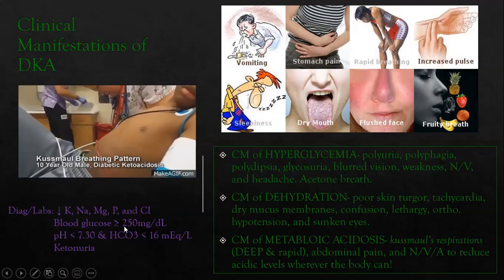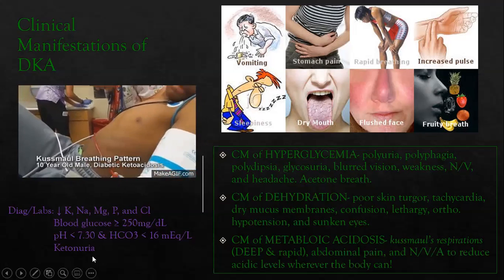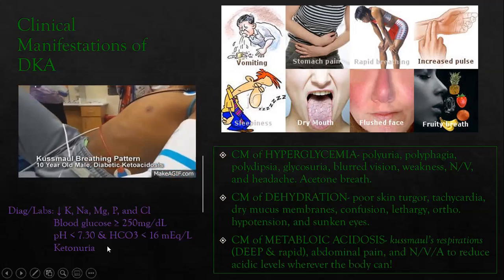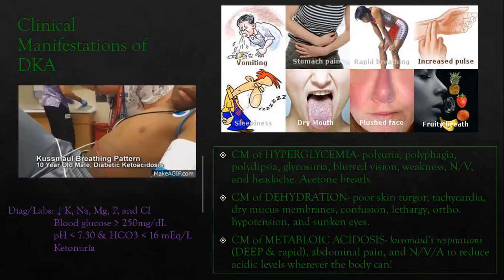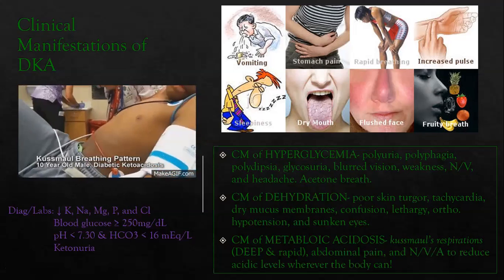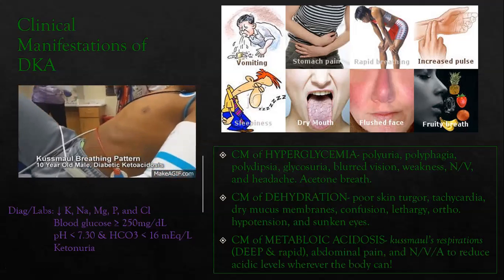Their blood sugar levels are going to be equal to or higher than 250. Your pH, again, they're going to be acidotic, so your pH level is going to be less than 7.3. Your bicarb is going to be less than 16, as well as they're going to have ketones in their urine, and they'll test for it, so they'll have ketonuria.